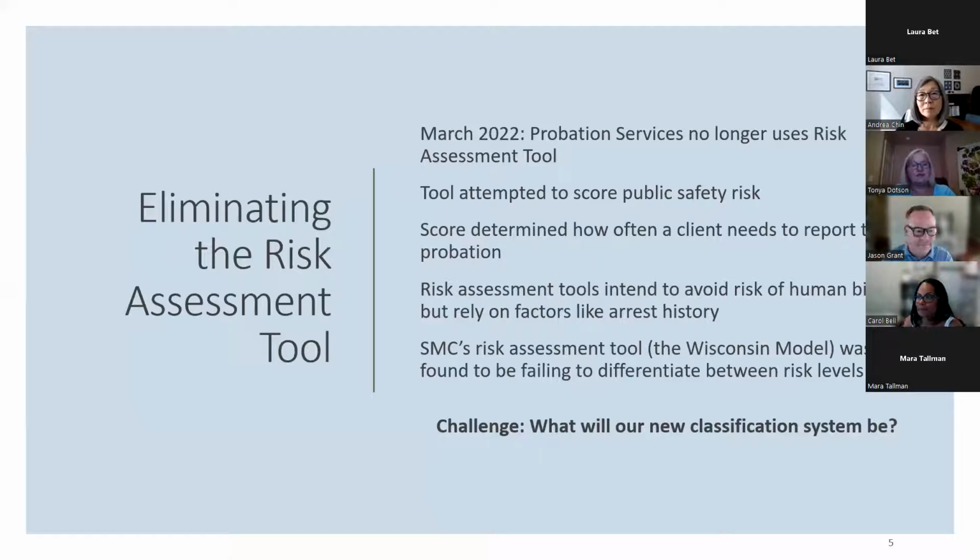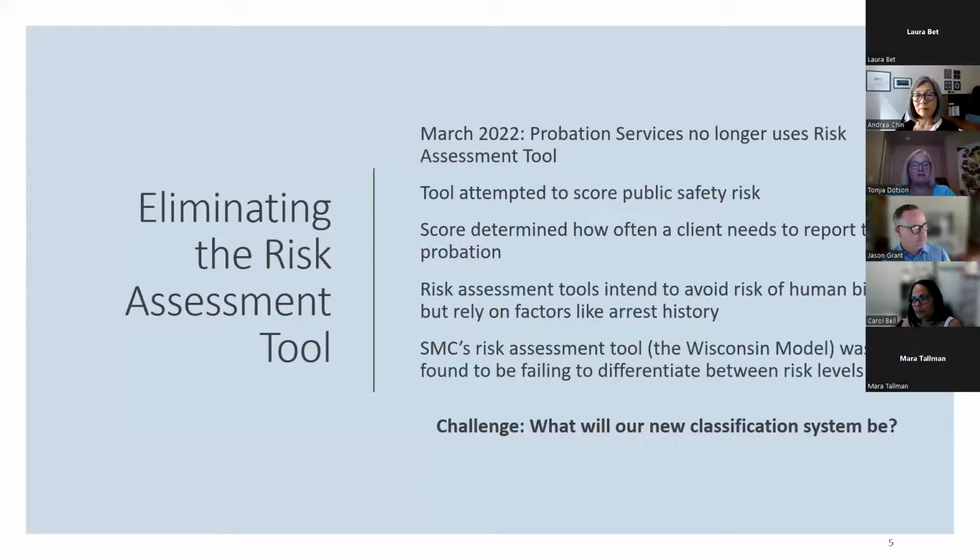One of the important milestones that happened this year, which has set the stage for a lot of the work we're doing now, was the decision to eliminate our use of a risk assessment tool to determine reporting frequency. That decision was made March of 2022. The tool attempted to score public safety risk, and the score determined how often a client needed to report to probation.